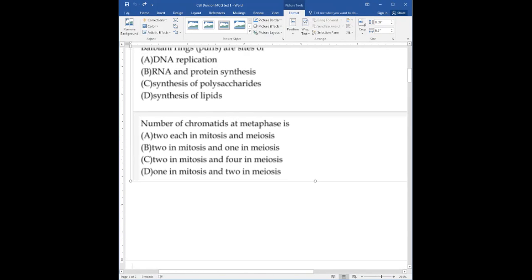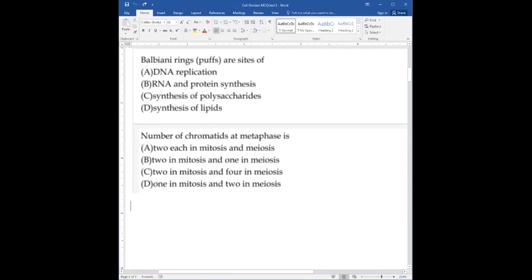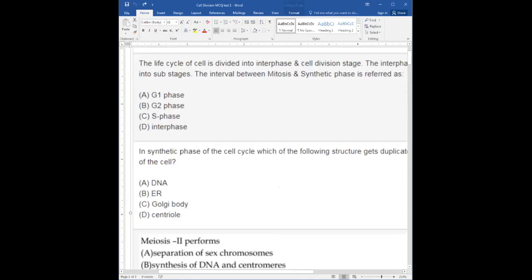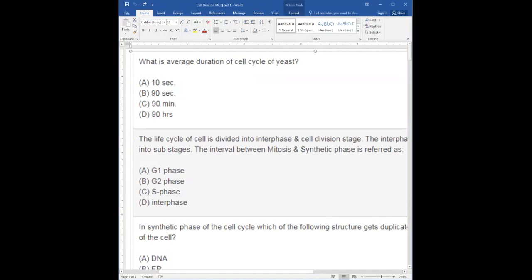Okay, next one. Guys, this one is also very important. The number of chromatids at metaphase is... you just have to compare this thing, guys. Yes, very nice. Tanishka has given me the right answer. Tanishka is right, Zui is right, Darshanita is right, Rishik is also right. Yes, very nice, guys. So guys, what is the answer?